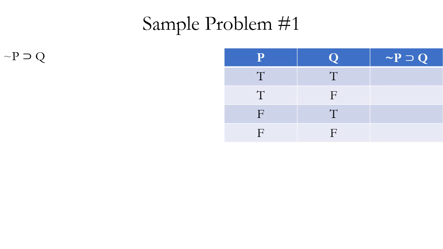So we have 2 logical operators, the tilde and the horseshoe. Which one do we have to calculate first? The answer is the tilde. It's because the tilde only negates the P.